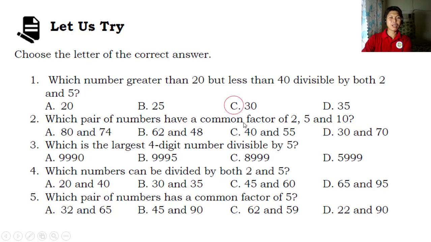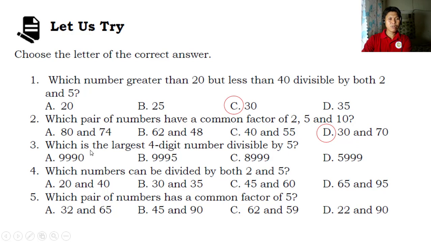Number 2: Which pair of numbers have the common factors 2, 5, and 10? Dapat even number. Dapat it ends with 5 or 0. And dapat multiple of 10. So, alin dyan? Hindi na to. Ito, pwede. Kaya lang, hindi pwede sa 5. So, hindi siya pwede. Ito rin, obviously, hindi. So, dito tayo sa 5 or 0. Common factor of 2 and 5. Hindi ito pwede sa 2. So, ito, letter D, 30 and 70.